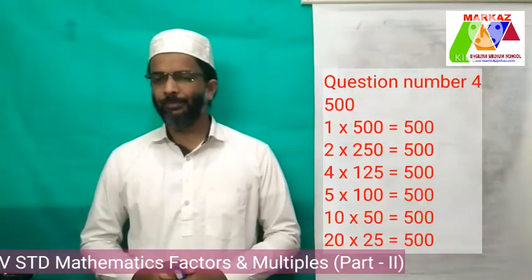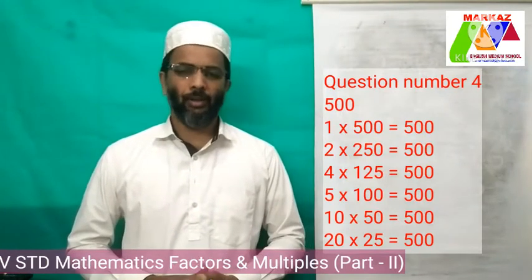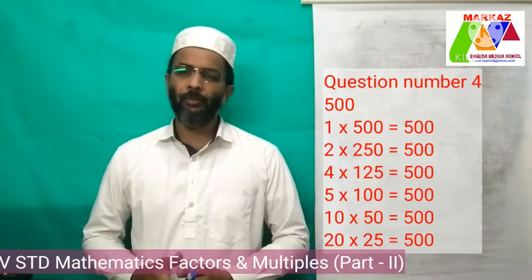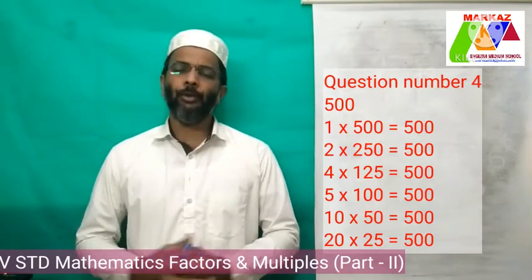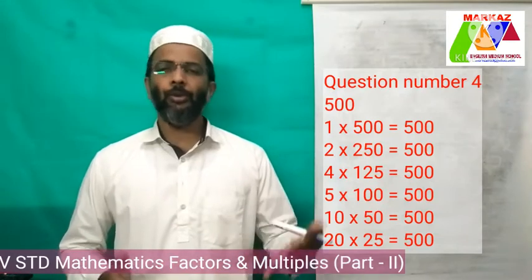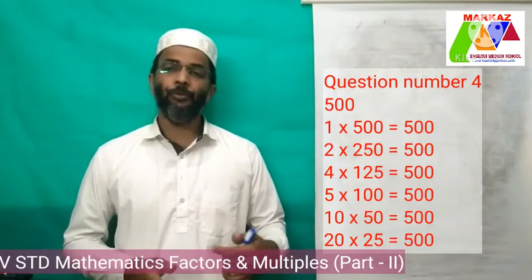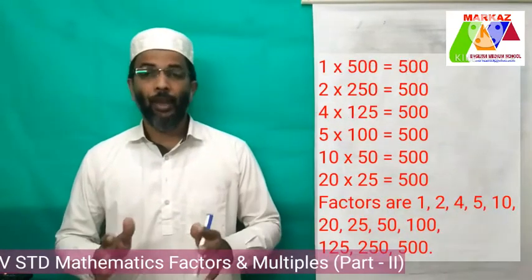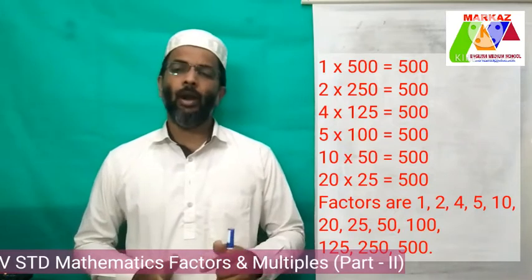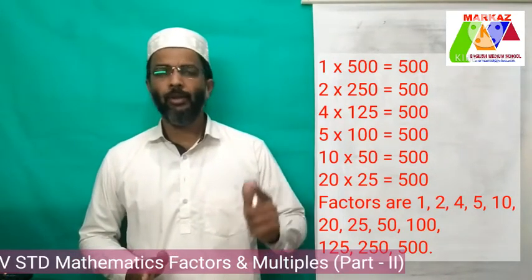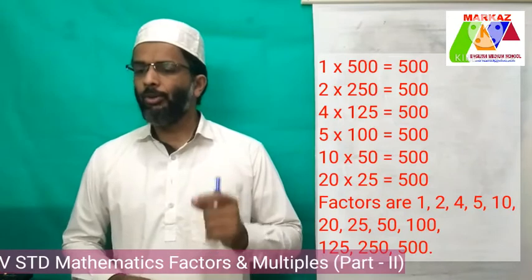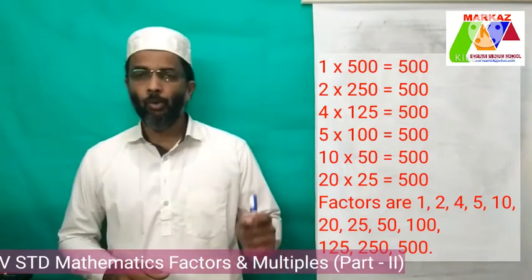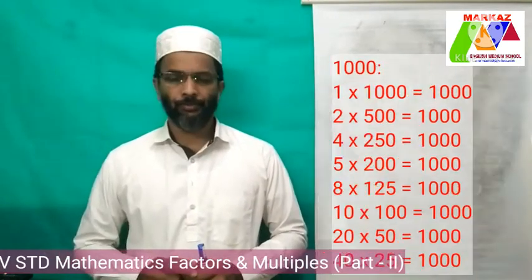Next, 500. Question number 4, 500. 1 into 500 is 500. 2 into 250, 500. 4 into 125, 500. 5 into 100, 500. 10 into 50, 500. 20 into 25, 500. Factors of 500 are 1, 2, 4, 5, 10, 20, 25, 50, 100, 125, 250, 500.